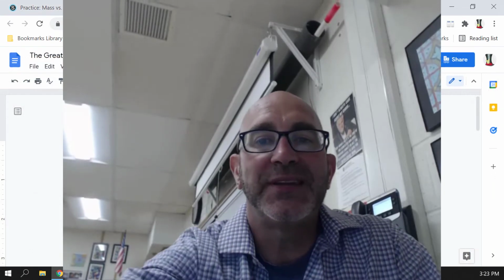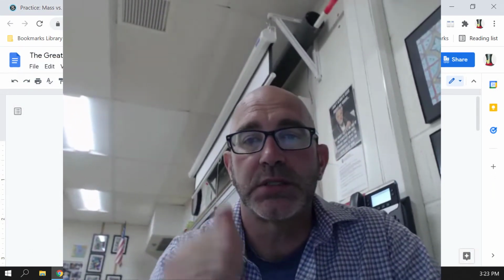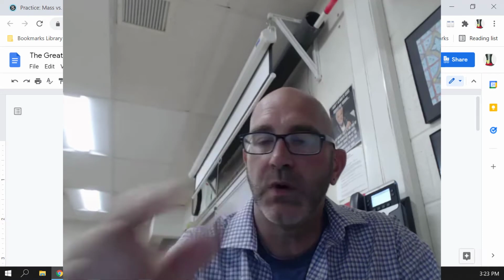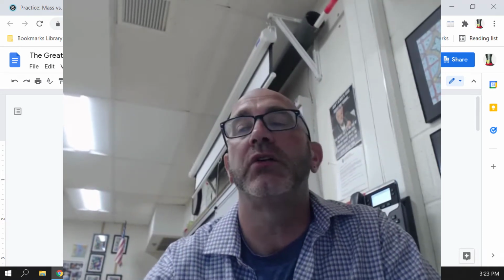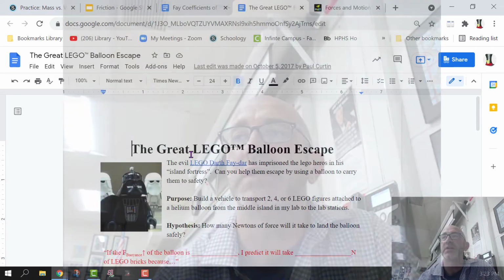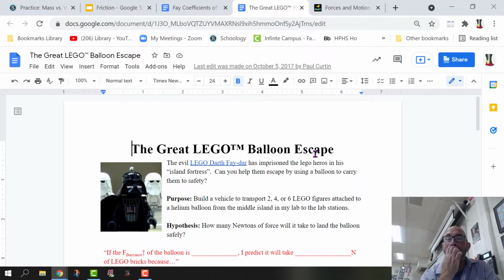Once you've completed the things that I've asked you to do in class, check the key and do your net forces worksheet. Now comes the challenge, and I call this the Great Lego Balloon Escape. Here we go. The evil Lego Darth Vader has imprisoned some Lego heroes in his island fortress, which, guys, is like your lab bench. Can you help them escape by using a balloon to carry them to safety?